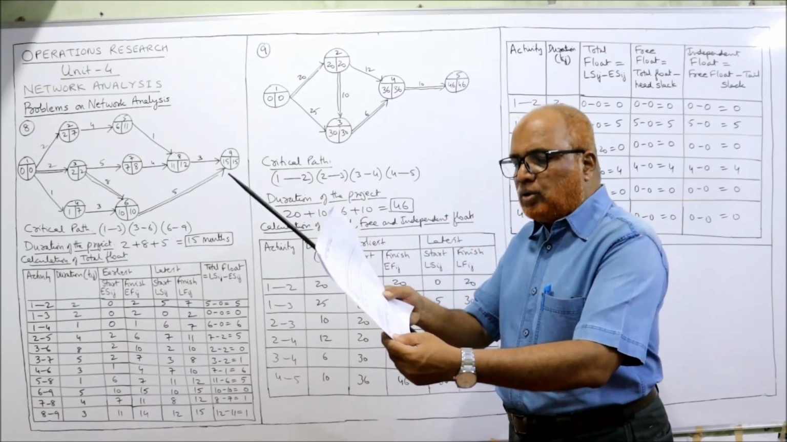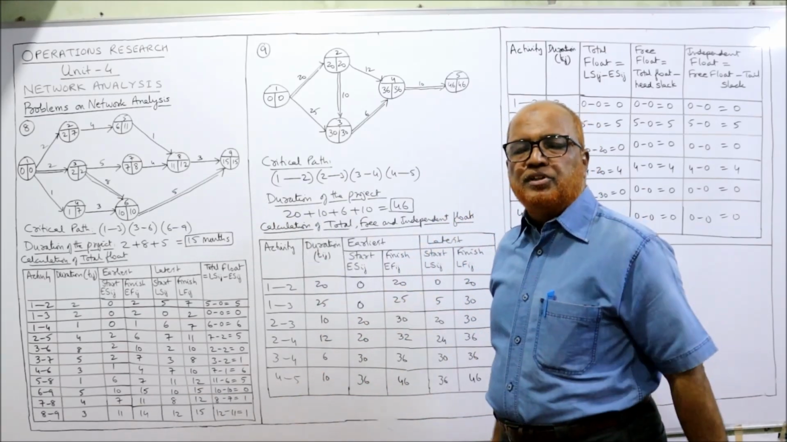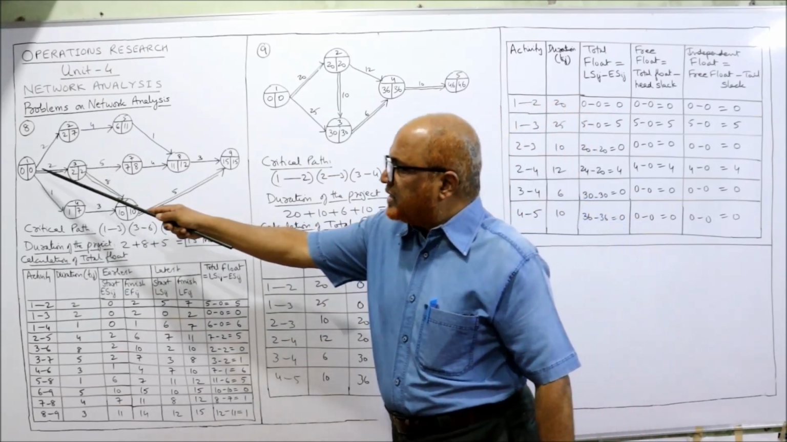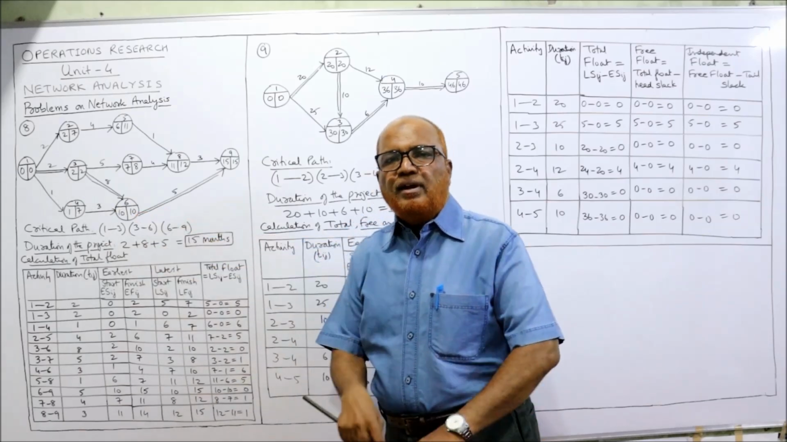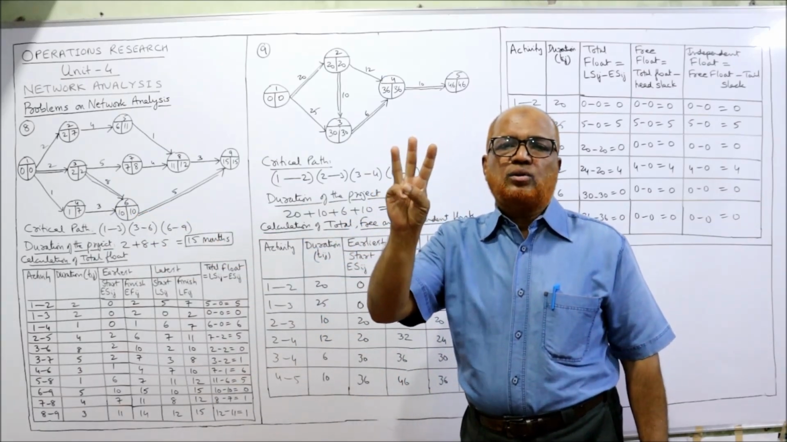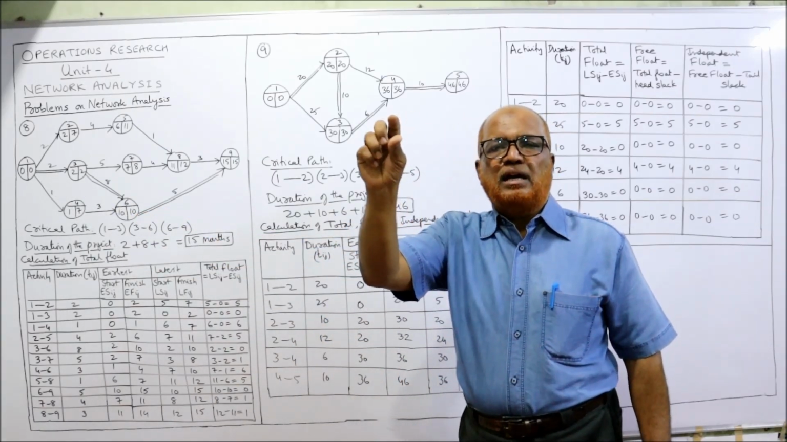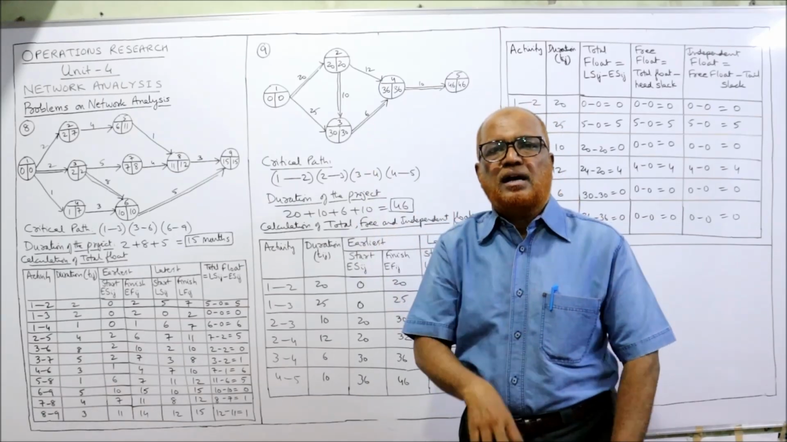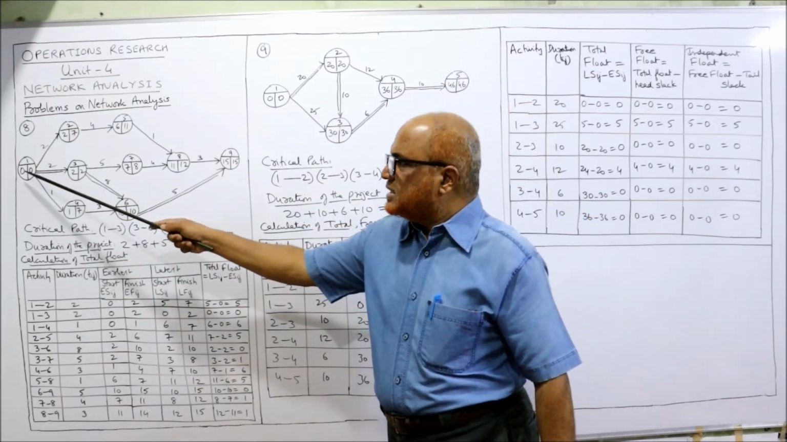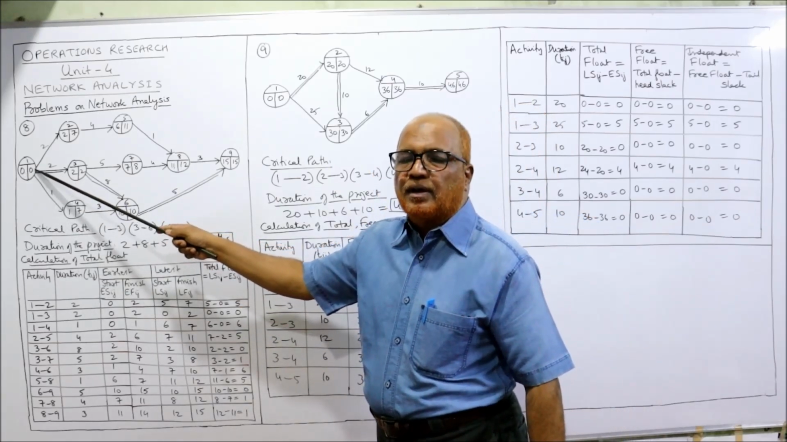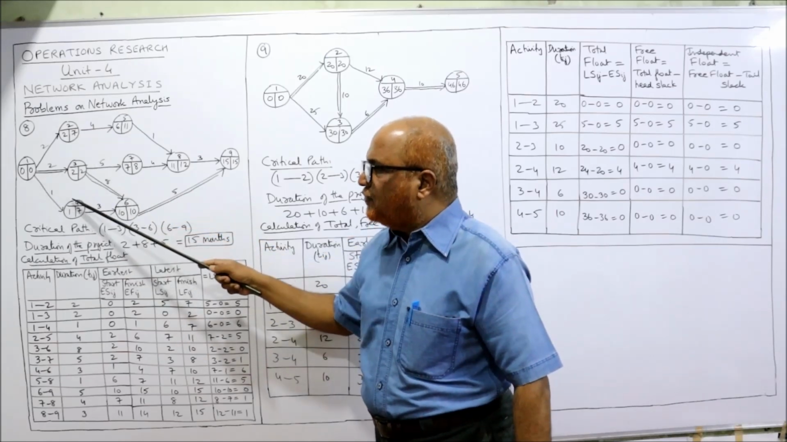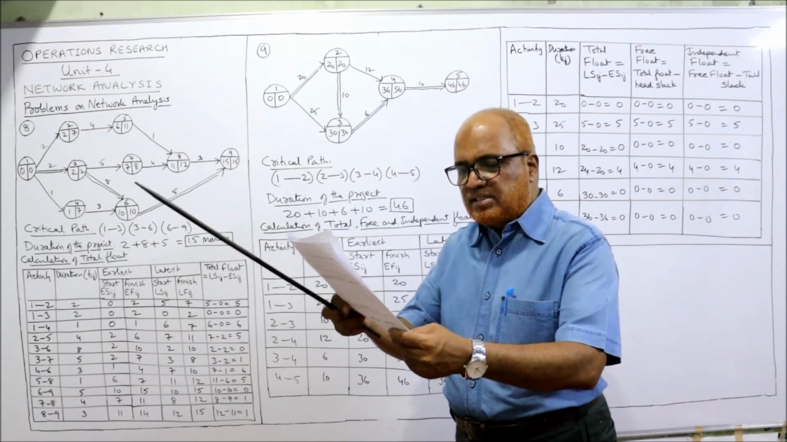First of all, 1 to 2, 1 to 3, 1 to 4. Three activities are bursting from the first event. So the first event is this one. The circle is divided into three parts. The upper part is the event number, the left side is EST, the right side is LFT. Three activities, 1 to 2, 1 to 3, 1 to 4, so three activities I have completed.